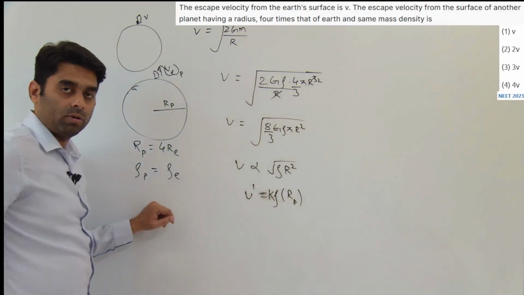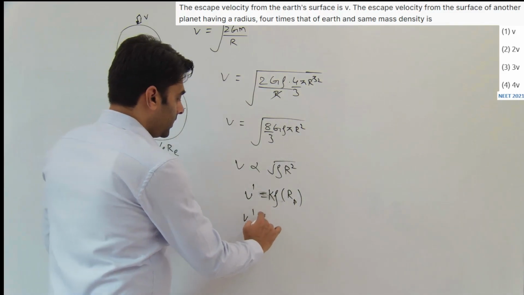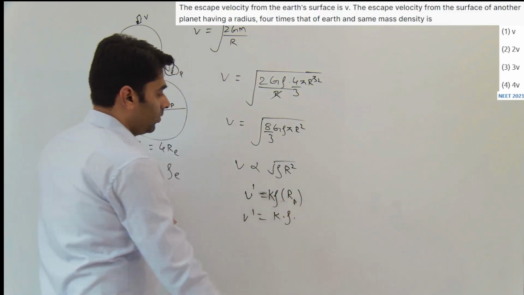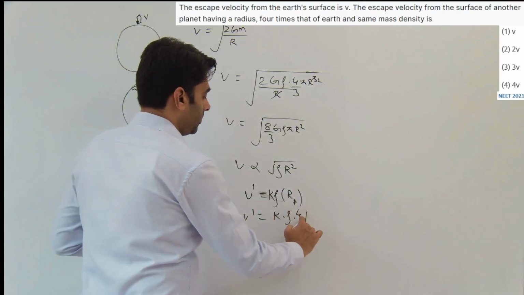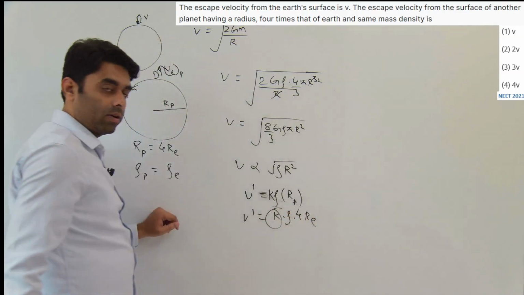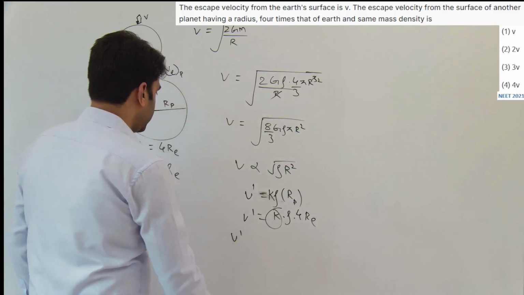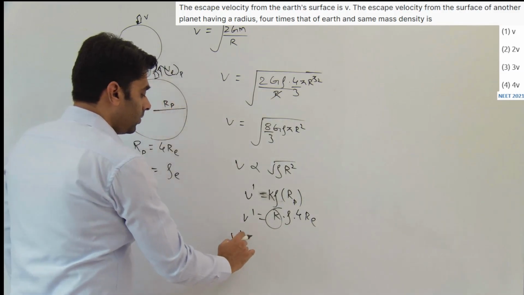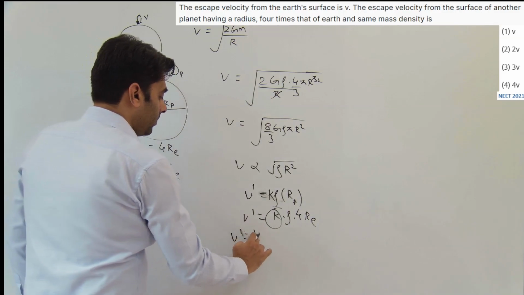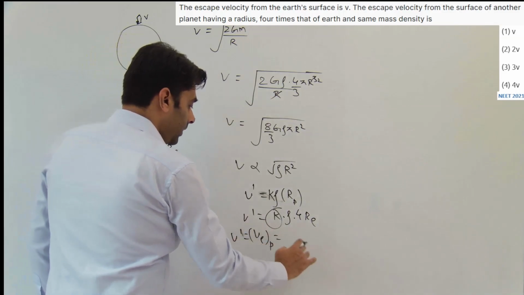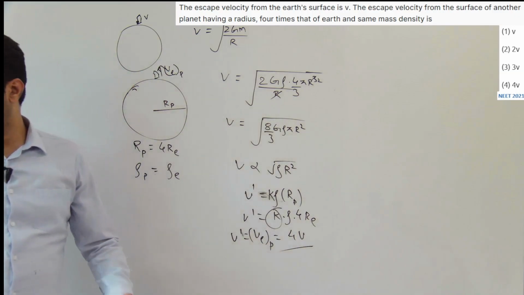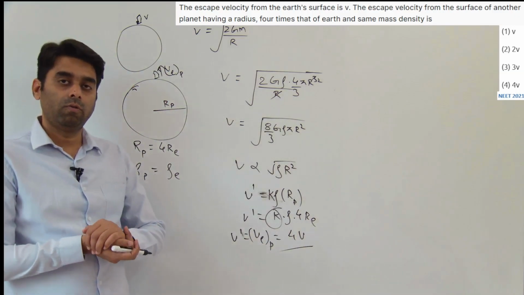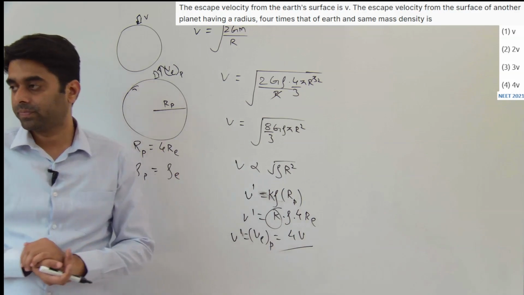Over here we can put a constant k. So V dash is equal to k into rho into Rp. Rp is the radius of the planet, which is 4 times the radius of Earth. All these things are constant, so that implies your V dash, that is the escape velocity on the planet, is 4 times the escape velocity on Earth, 4V. 4V is our answer, which is option number 4. Let's look at the next question.